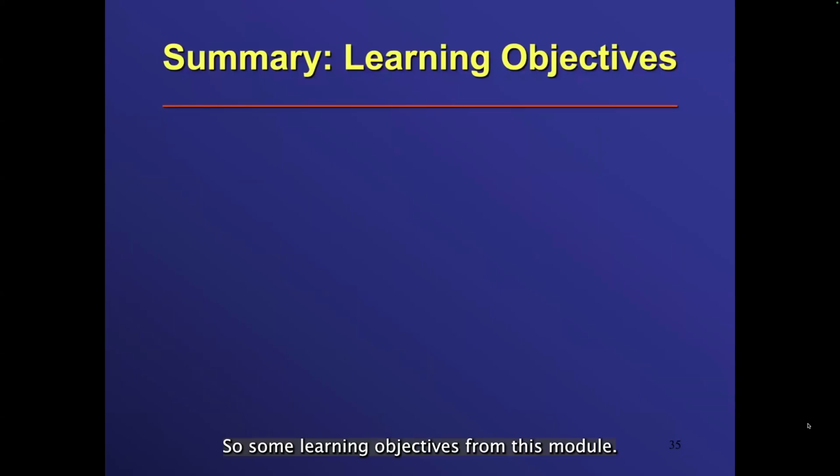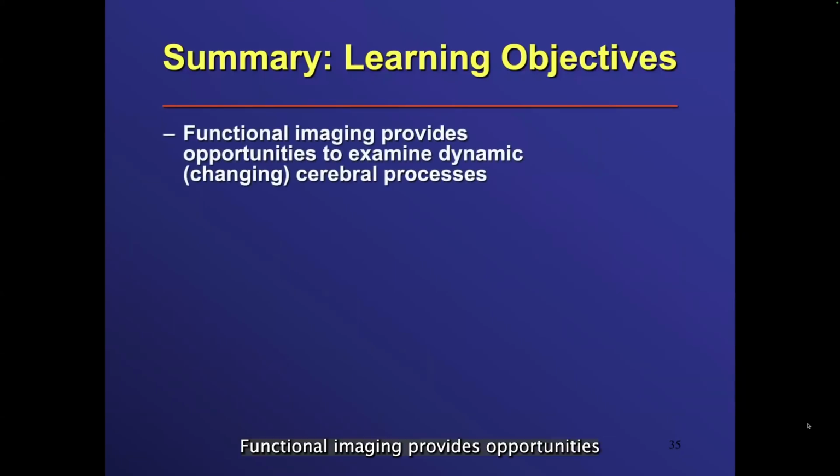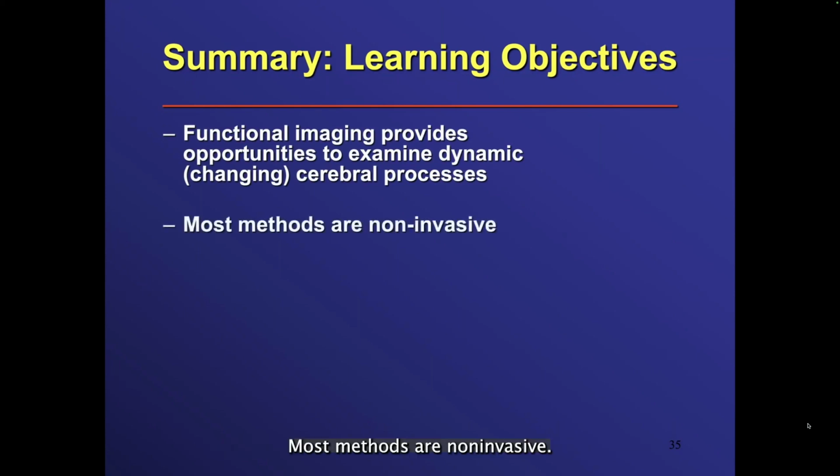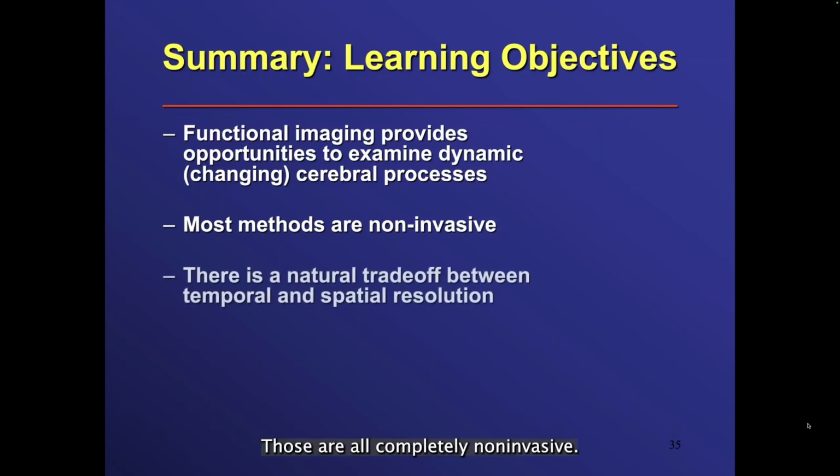So, some learning objectives from this module. Functional imaging provides opportunities to examine dynamic or changing cerebral processes. Most methods are non-invasive. PET does require injection, but NIRS does not, EEG does not, MEG does not, and fMRI does not. Those are all completely non-invasive.